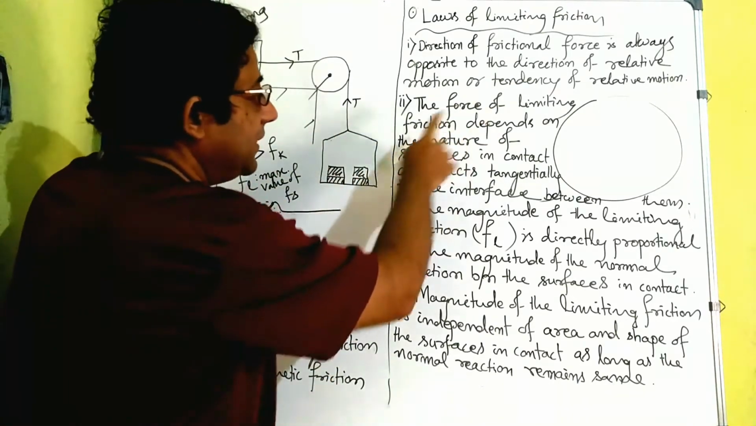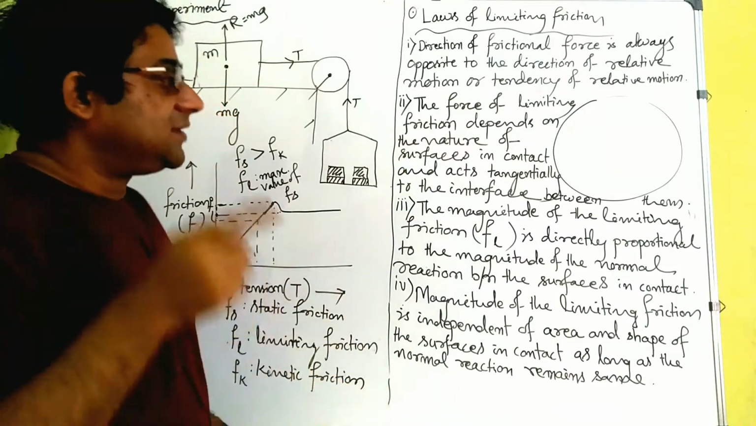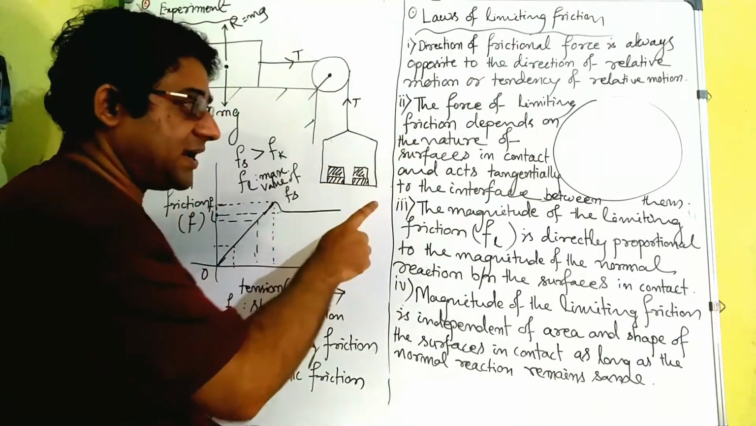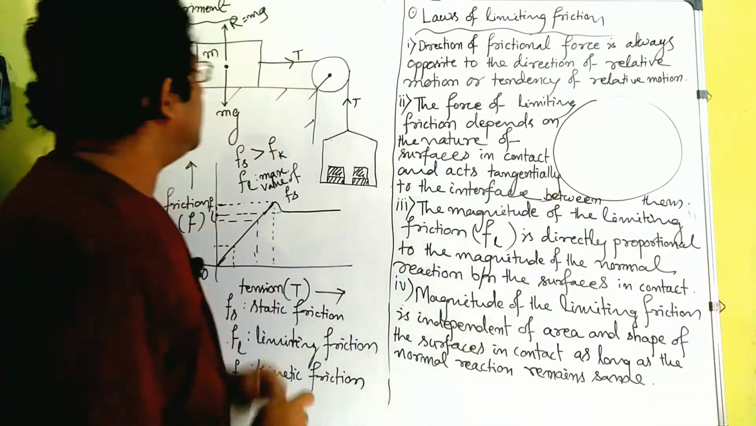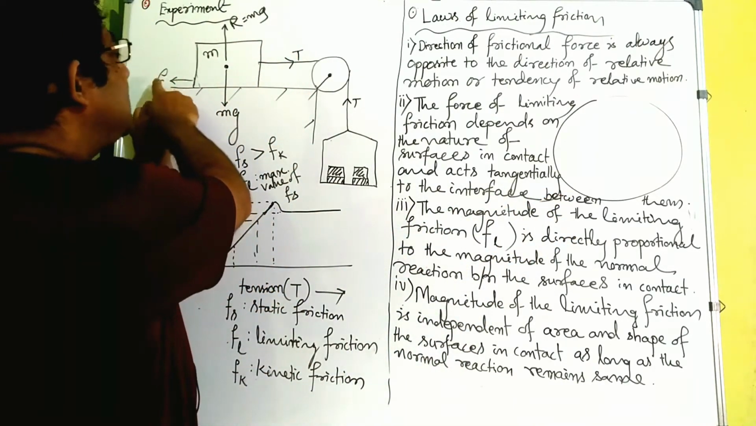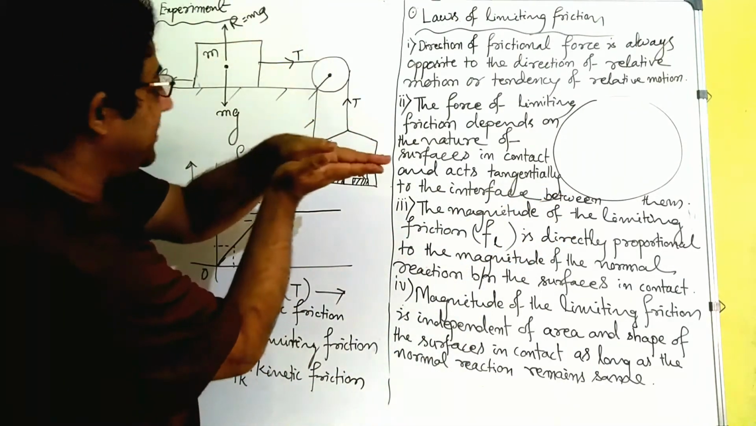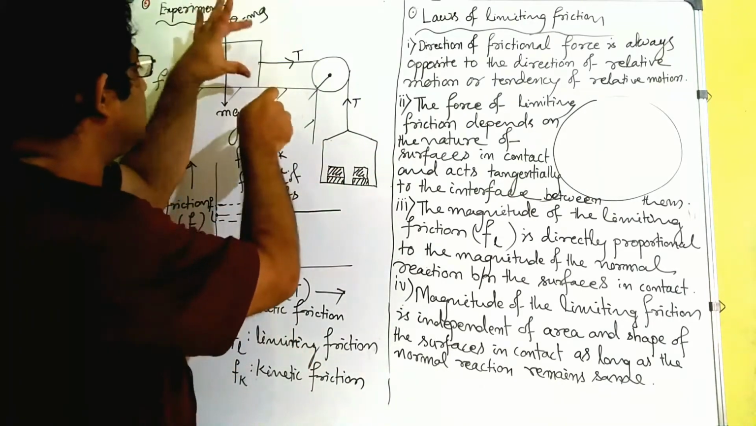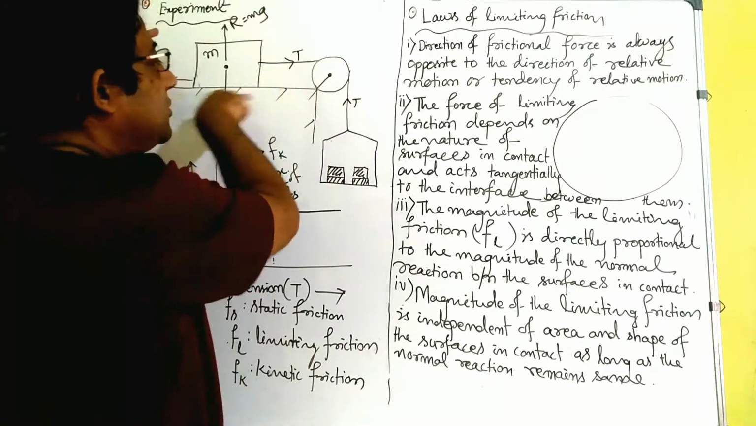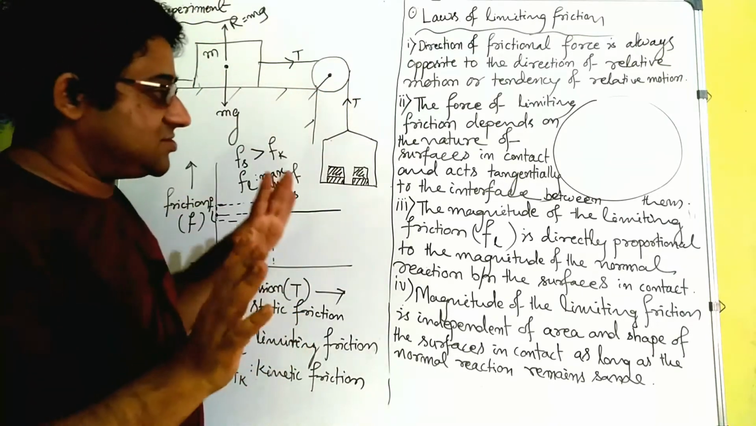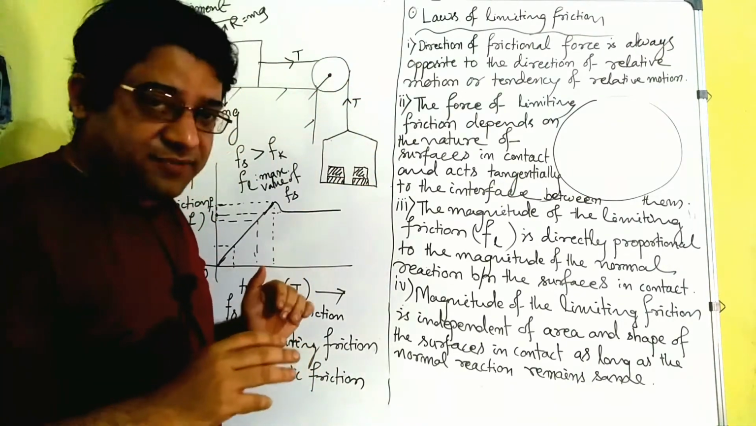The force of limiting friction depends on the nature of the surfaces in contact and acts tangentially to the interface between them. So see, this is the surface interface between them. This is tangential. If it is pulled towards this, it will be like this. So towards left or towards right, but it will always be tangential. So this point also we have covered.